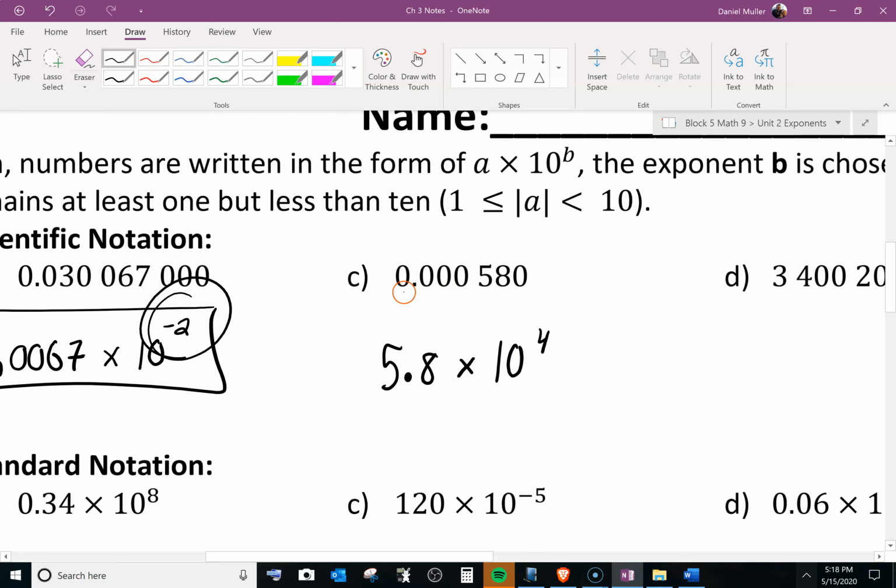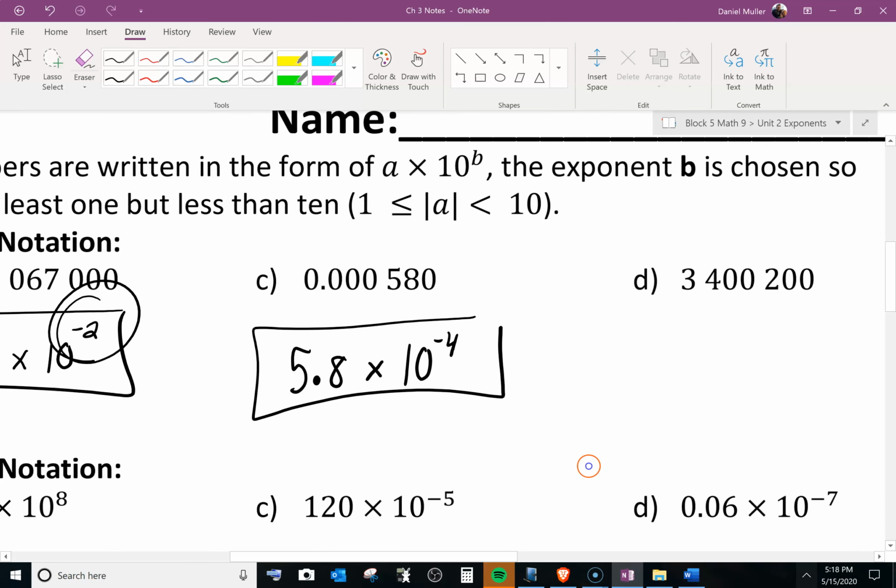So I had a really small number, 0.00058. That's a really small number. So I made this number bigger. Therefore, I'm going to need to balance it by making this one smaller. So I'm going to make this negative. And that's all there is to it. So you move the decimal place over, so it was something that was between 1 and 10. And then I counted out the decimal places, and I made it negative to balance things out.